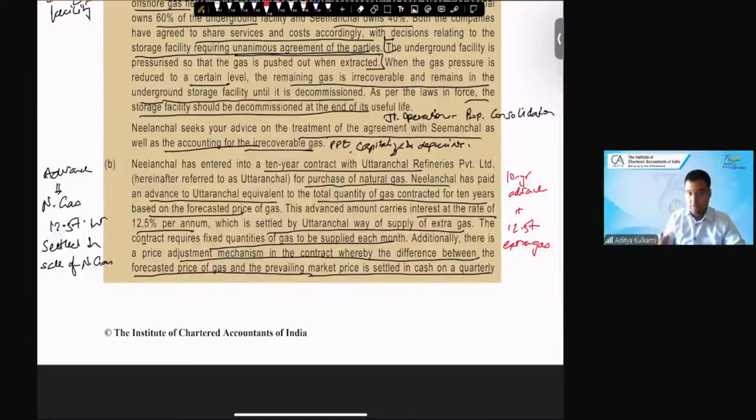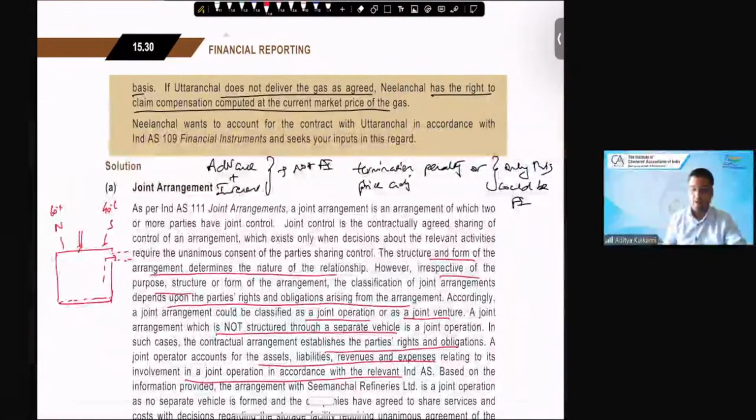Okay, now we move further. The contract requires fixed quantities of gas to be supplied each month. Additionally, there is a price adjustment mechanism in the contract whereby the difference between the forecasted price of gas and the prevailing market price is settled in cash on a quarterly basis. On a quarterly basis. Okay.